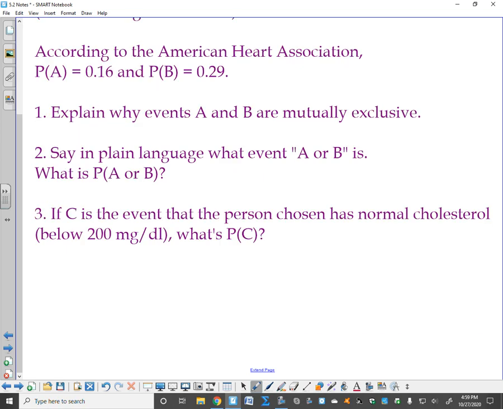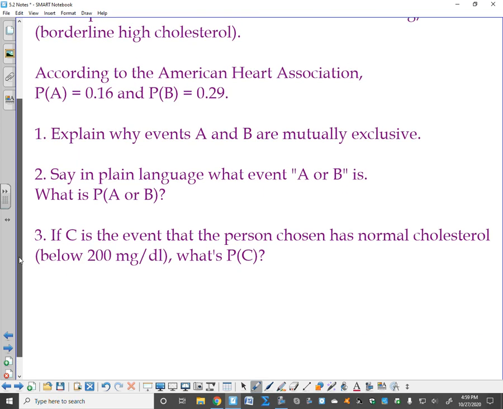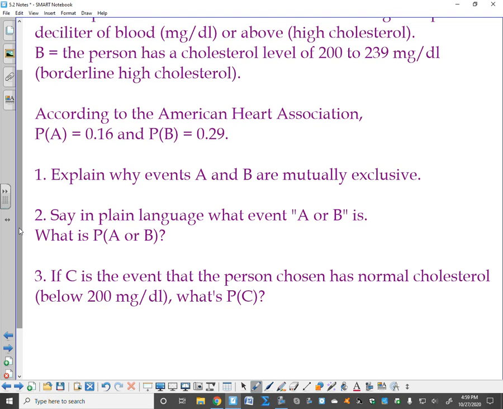Let's see, plain language, event A or B. Not the probability of it, just the event. So event A or B: the adult's cholesterol level is either 240 or above, or, there's your keyword, it is between 200 and 239. And if this was a test or the AP exam, I would include my units of measurement, which is milligrams, I think, per deciliter. Yeah, milligrams per deciliter.